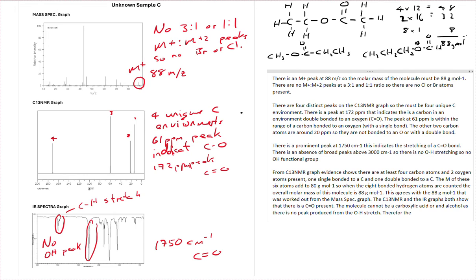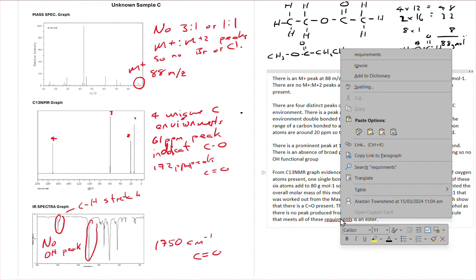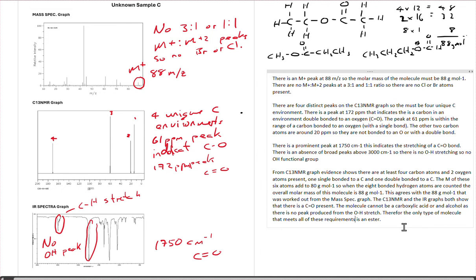So therefore the only type of molecule that meets all of these requirements is an ester. Okay, so we know that an ester is the only one that's going to meet these requirements. So then we draw down the 3 different esters that we might have, and I've got them at the top there.